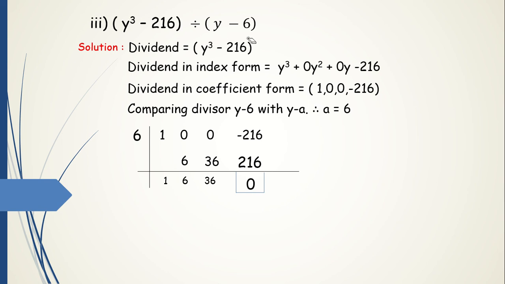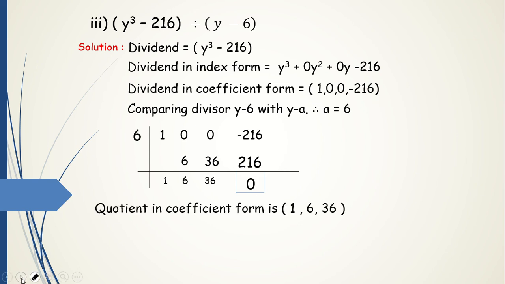Okay, so that last term 0 is the remainder. So whenever we get remainder 0, that time we say that y minus 6 is going to be a factor of this polynomial y cube minus 216. And what is the factor theorem, etc., in the next exercises, next practice sets, we will be looking at it. But just remember, remainder is coming 0 over here.